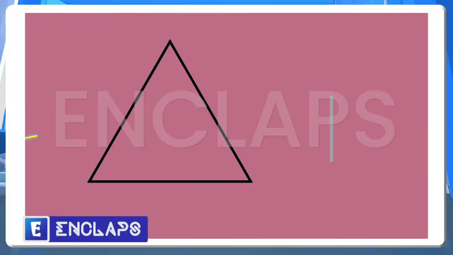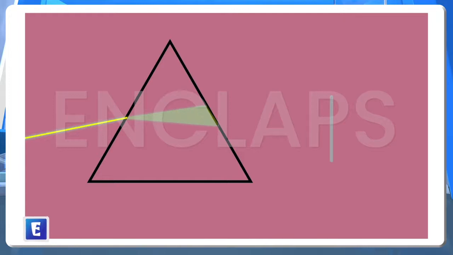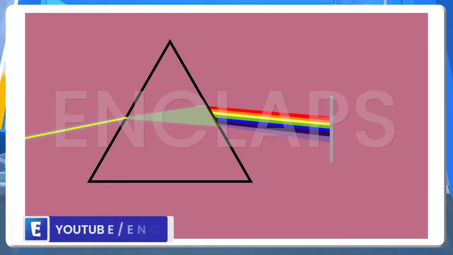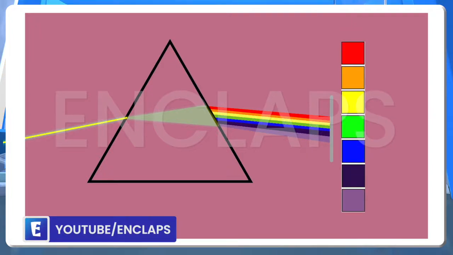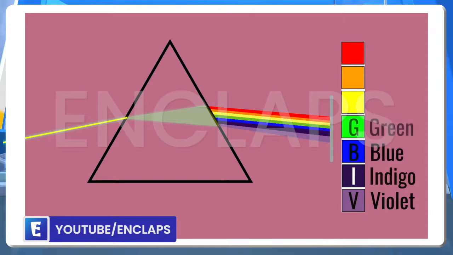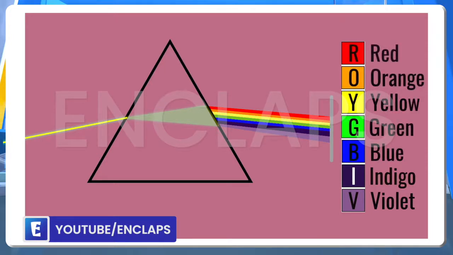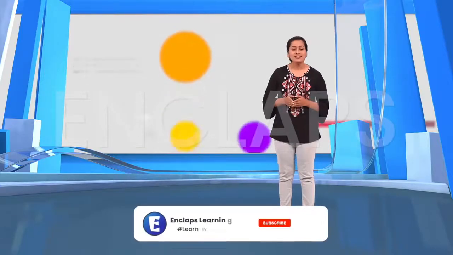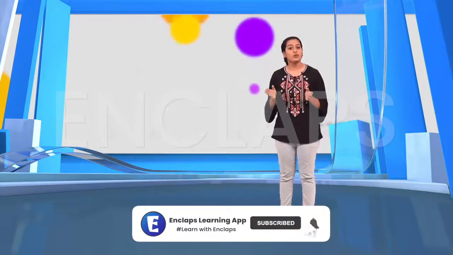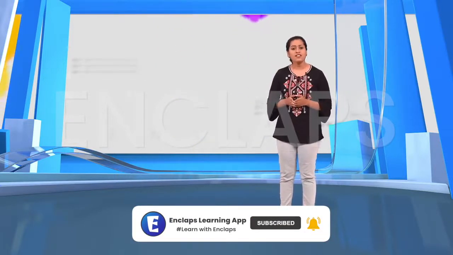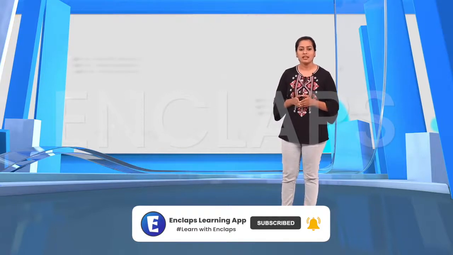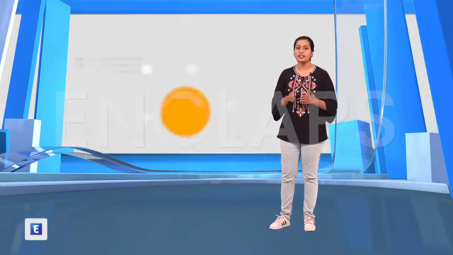Pass sunlight through a prism and allow it to fall on a screen. What can you observe here? Yes, we can see different colors, can we? They are violet, indigo, blue, green, yellow, orange and red. If we combine the first letters of these colors, we get a code VIBGYOR. Here, the sunlight gets split up into component colors. That is, when we pass the sunlight through a prism, it gets split up into its component colors.